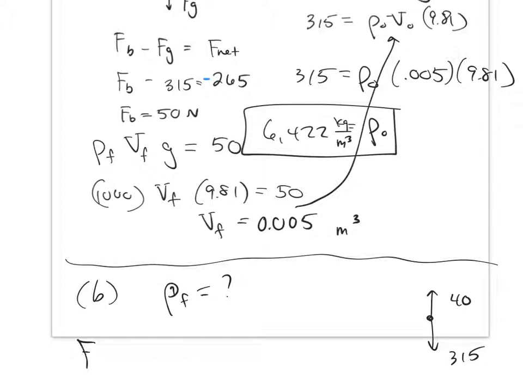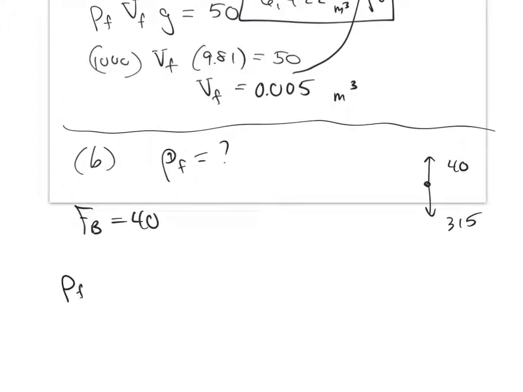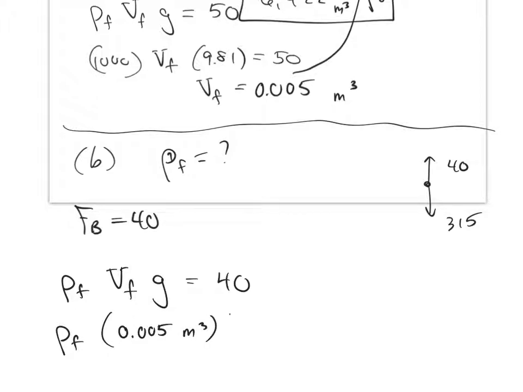So I could start by saying that the buoyant force is simply 40. But the definition of buoyant force is density times volume times gravity. We're trying to find the density of the fluid. We know the volume of the object. That was from the last part. We still have it. We know gravity.